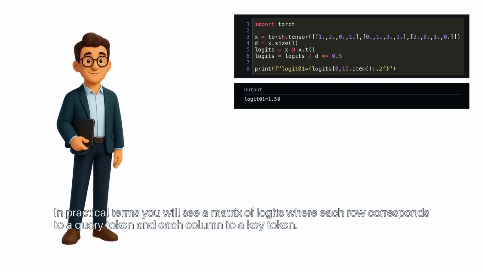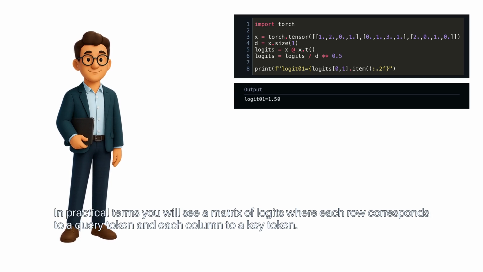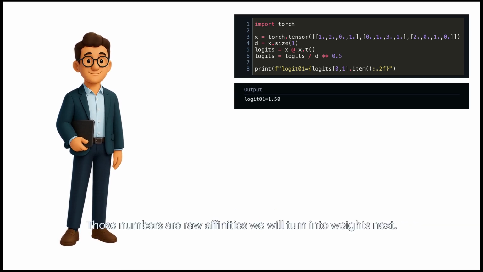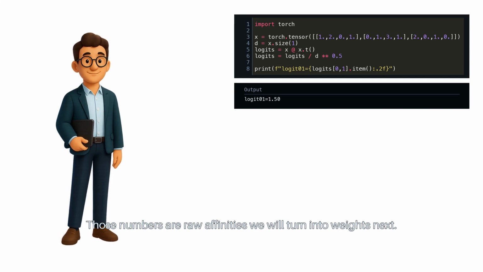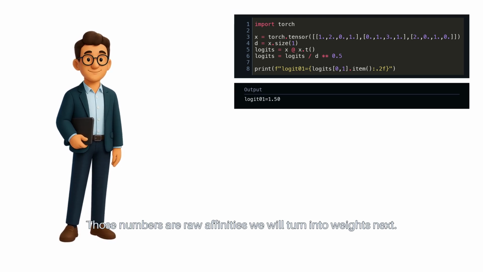In practical terms, you will see a matrix of logits where each row corresponds to a query token and each column to a key token. Those numbers are raw affinities we will turn into weights next.